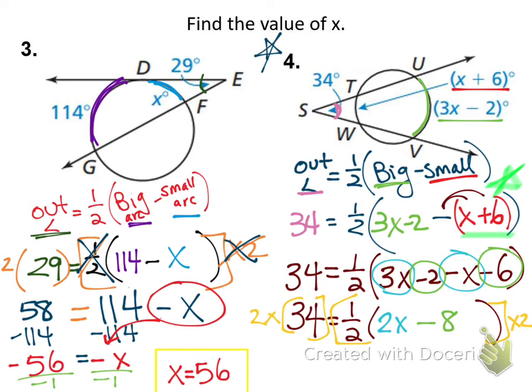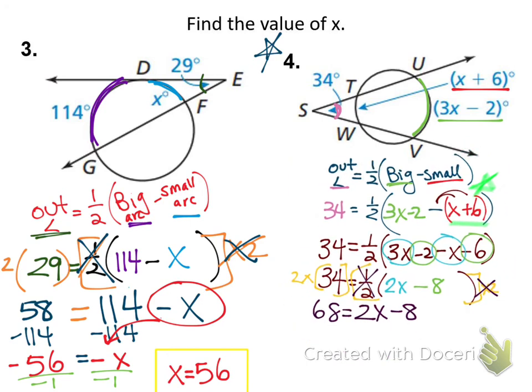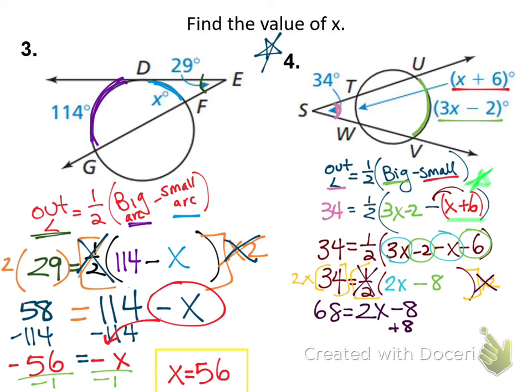Well, what's 2 times 34? 68. On the right side, the 1/2 times 2 cancel each other out, so we have 2x minus 8. What is my next step? Add 8. Because 1/2 of 2 is 1, it just goes away. 68 plus 8 is 76 equals 2x, so x equals 38.